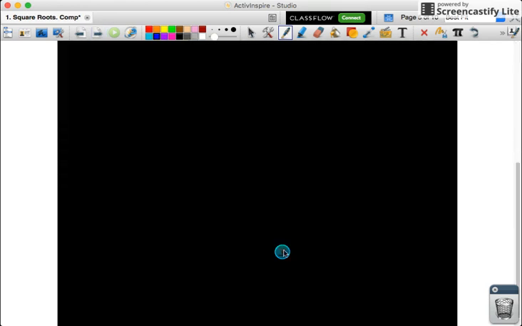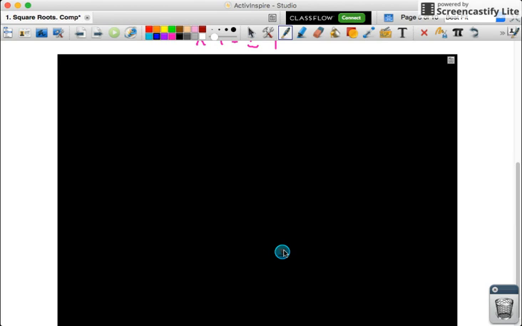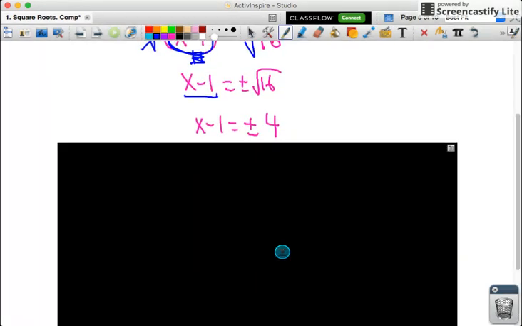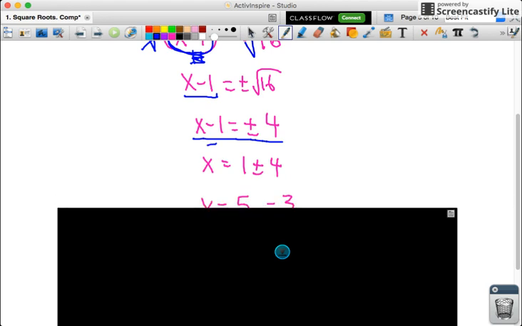Well, lucky for me, I actually know what the square root of 16 is. Whoops, went too far. The square root of 16 is 4. So I'm going to rewrite this as x minus 1 equals plus or minus 4. Now, that's not my answer. Now I have to add 1 to both sides. So this leaves me with x equaling 1 plus or minus 4.